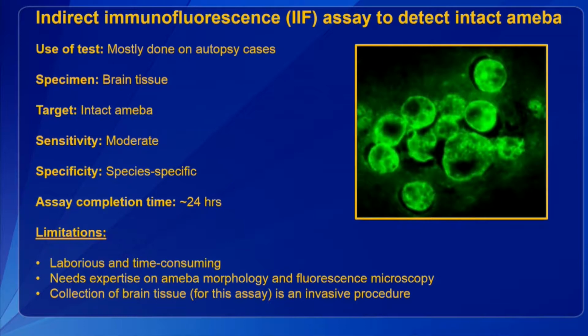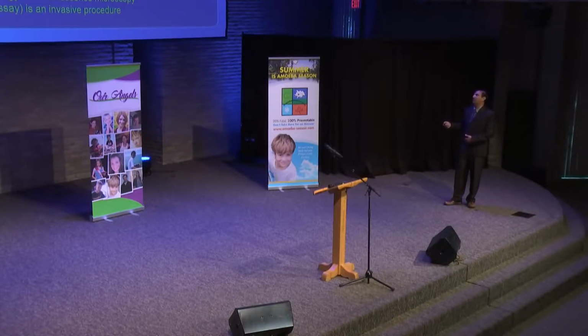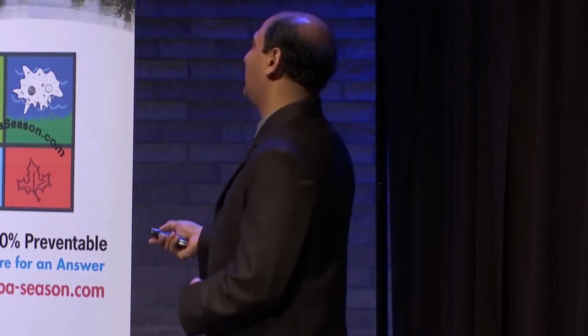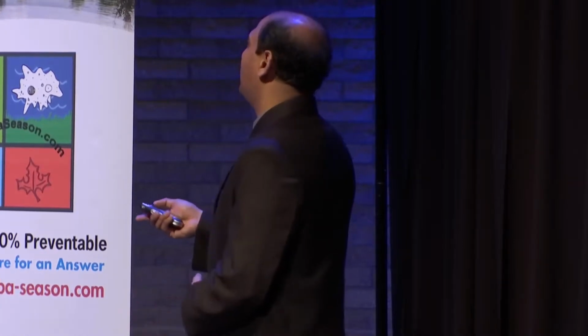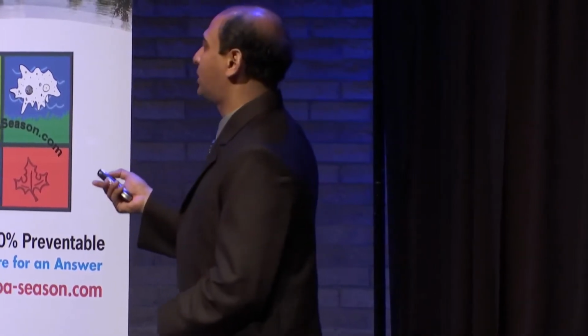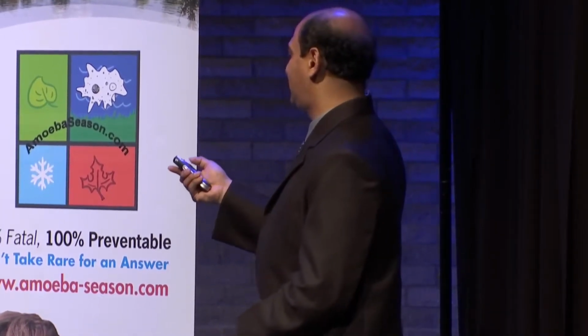So we also have an indirect immunofluorescence assay to detect intact amoeba, but it requires brain tissue. As a result, it's mostly done on the autopsy cases. And sensitivity is not as high as PCR, but it is species specific. It takes about 24 hours. As a result, it's laborious and time-consuming, needs expertise on morphology and immunofluorescence, and definitely collection of brain tissue is a very invasive procedure. Now I'll talk about the Sebastian case, what we did in terms of testing at CDC.